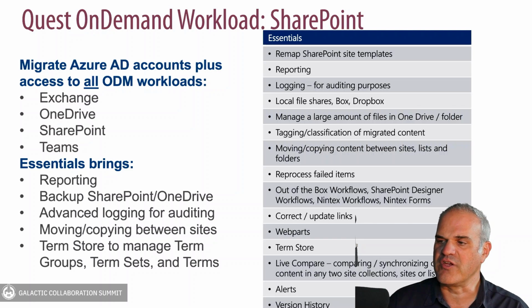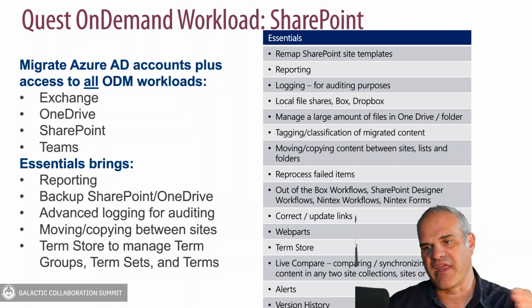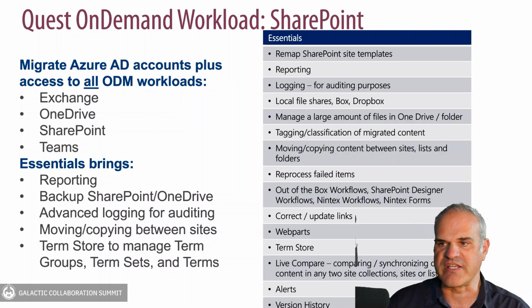You can also migrate a local file share into Teams. You can migrate Box and Dropbox into Teams. And there is InfoPath forms, Nintex workflow migration involved, updating and correcting of links, web parts, version history, alerts. You can do live comparison between different site collections on the source and target. So that's very rich if you want to transform your source SharePoint site collections and then have different SharePoint site collections in your targets.